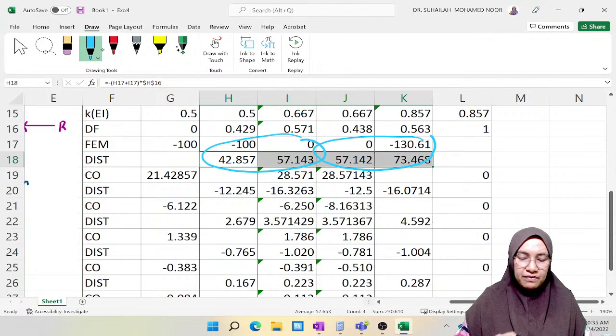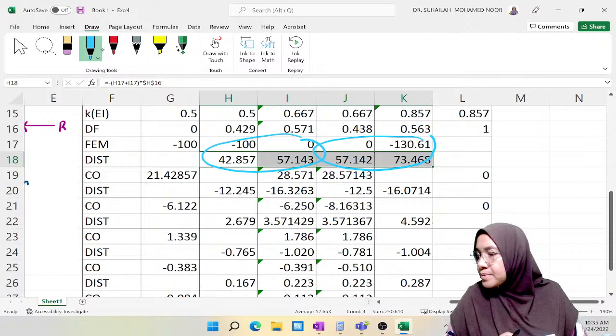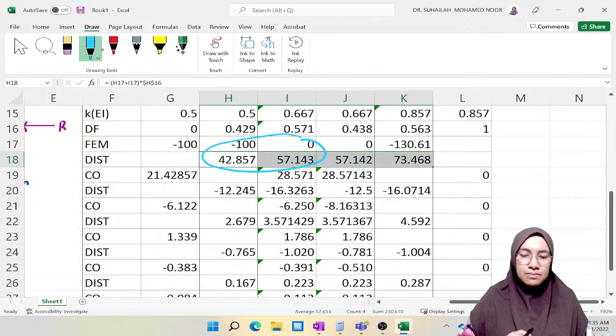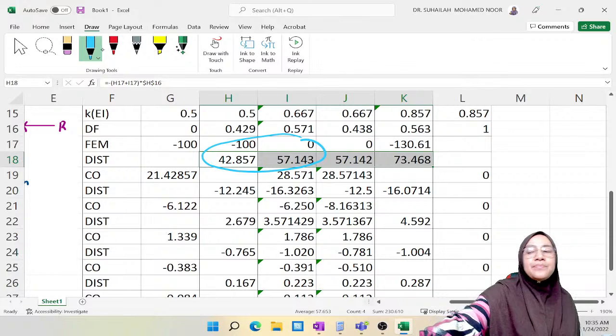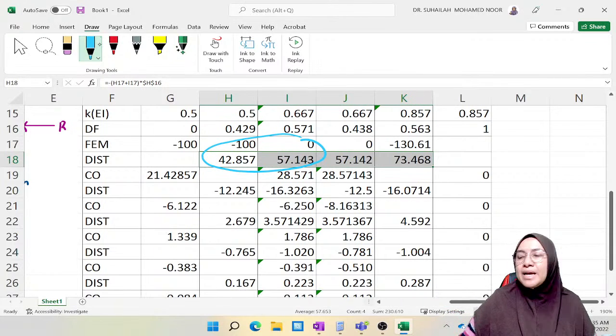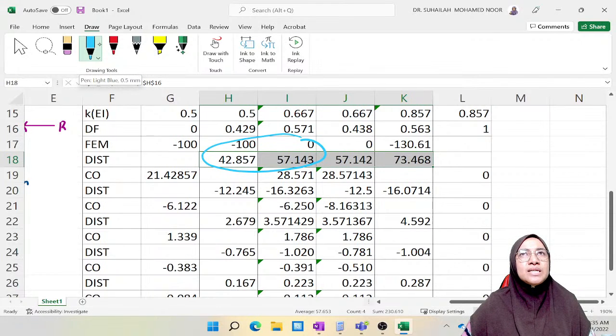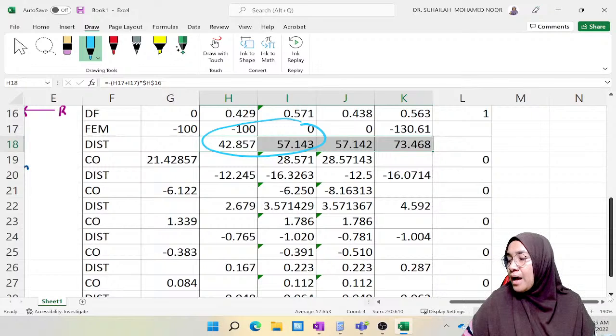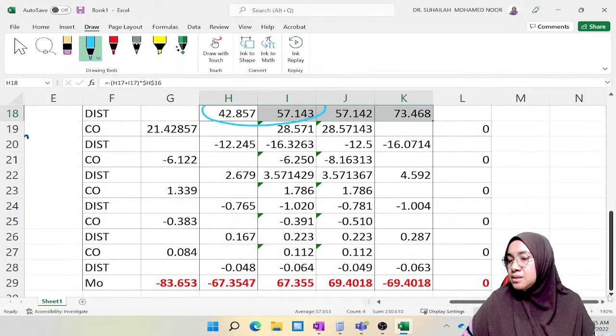So 57.142 plus 73.468, we get 130.61. So this is correct. Okay, this means that this is correct. I just need to change FEM, so automatically I get the final.